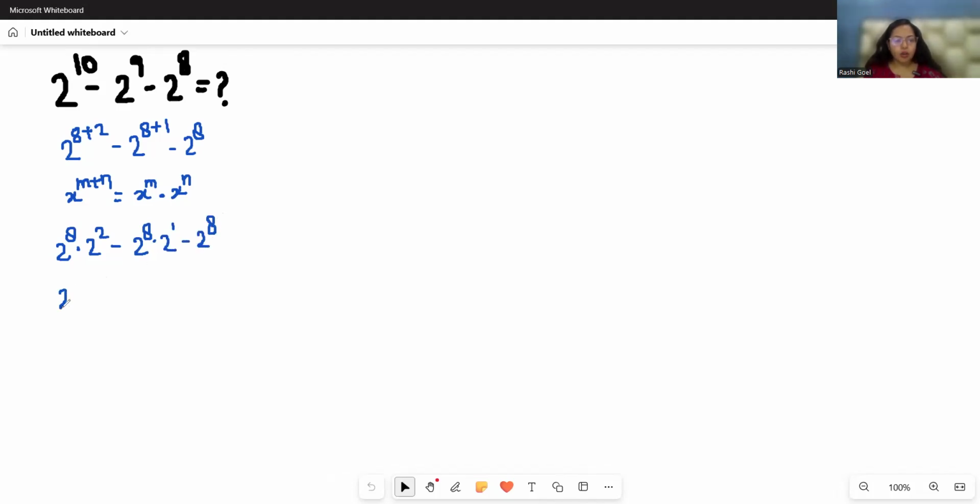Now if I take this 2 power 8 as common, so 2 power 2 minus 2 power 1 minus 1. Now 2 power 2 is 4, minus 2, minus 1. So 2 power 8 times 4 minus 2 is 2 and 2 times minus 1 is 1, which is 2 power 8. That is 256.